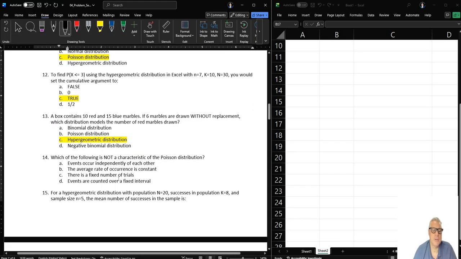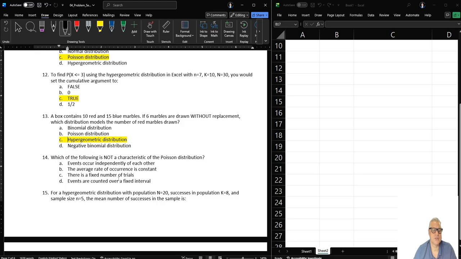Which of the following is not a characteristic of the Poisson distribution? Again, Poisson distribution is a rare event. We know the average over space or time, and the events are also independent of each other. The average rate of occurrence is constant, that's also correct.